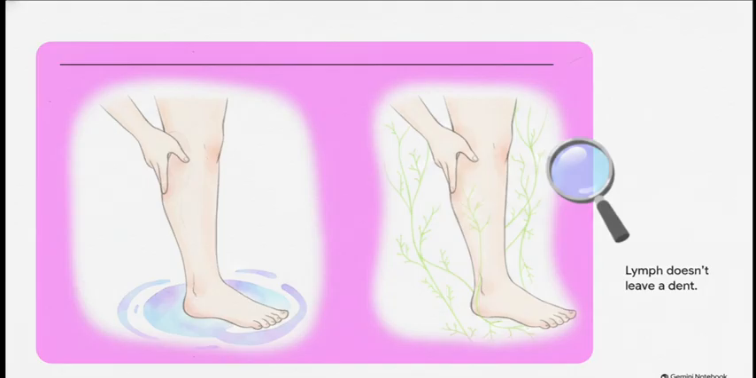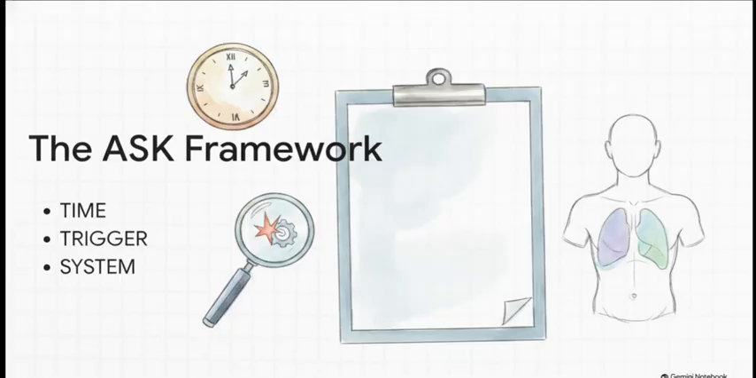And remember our suspect profile from earlier? Lymph doesn't leave a dent. So if it's non-pitting, your lymphatic obstruction suspect just shot straight to the top of the list. When you reach the ask step, you really want to structure your interrogation around the time, trigger, and system methodology. It's brilliant for exposing the root cause.